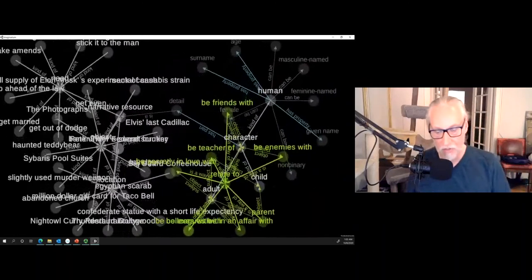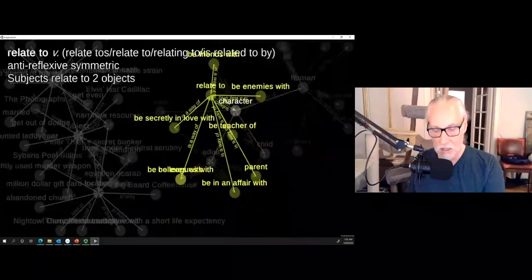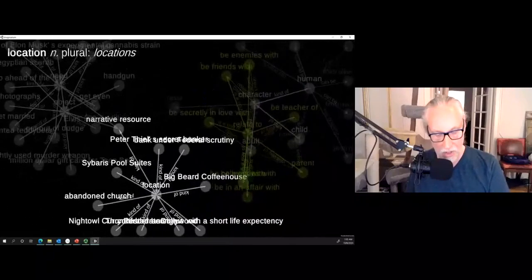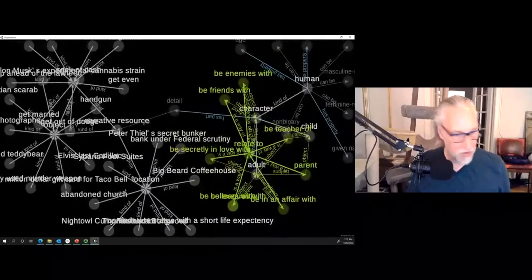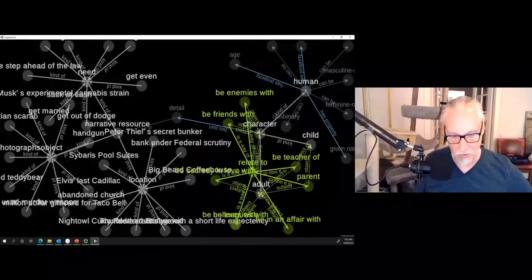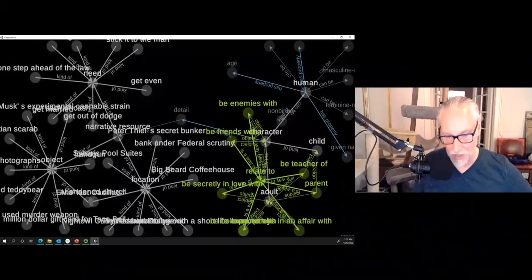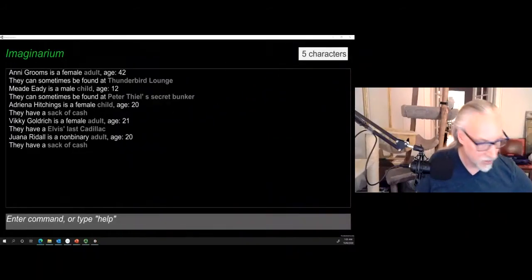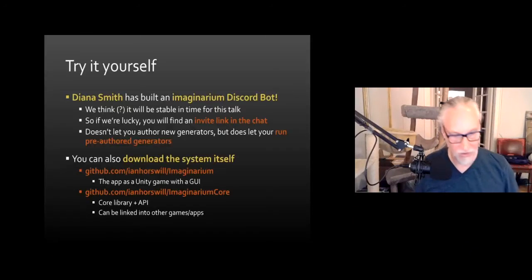And we can also get a visualization of the semantic net of the system. I wish I had more time to show that off, but I don't. So let's go back to the talk slides.